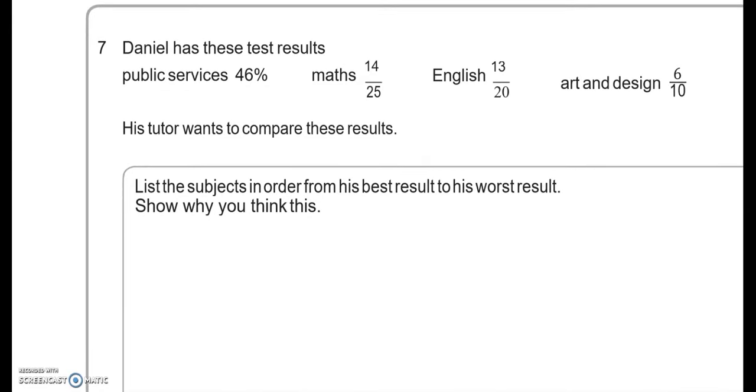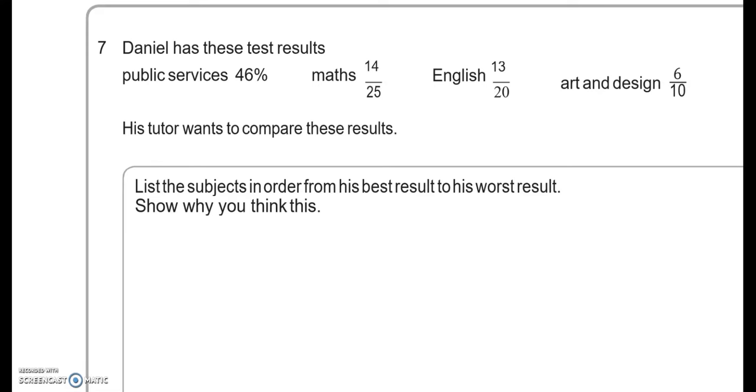Daniel has this test result. Public services 46%, maths 14/25, English 13/20, art and design 6/10. His tutor wants to compare these results. List the subjects in order from his best result to his worst result. Show why you think this.